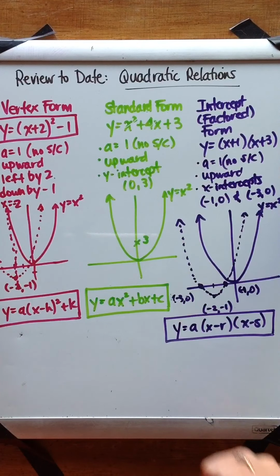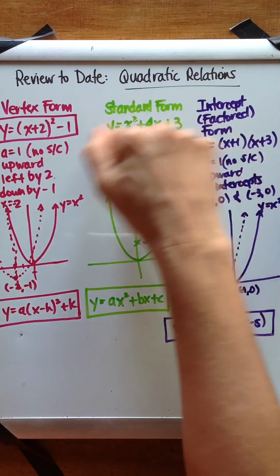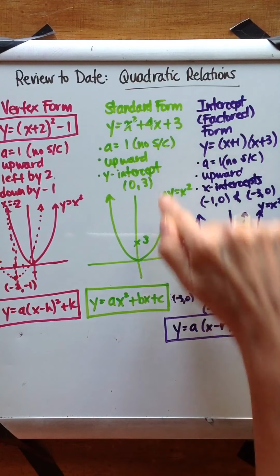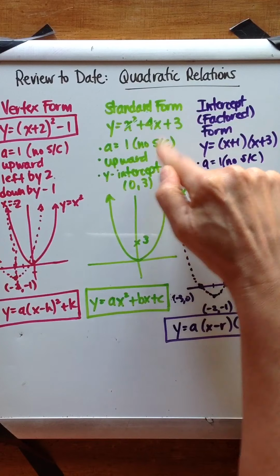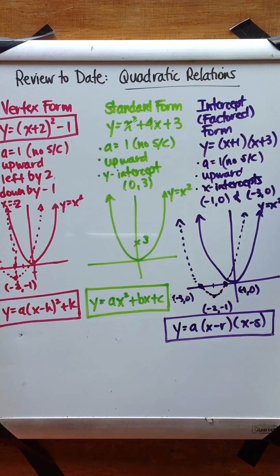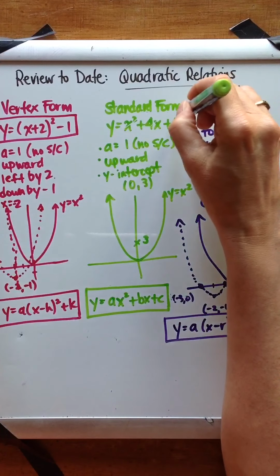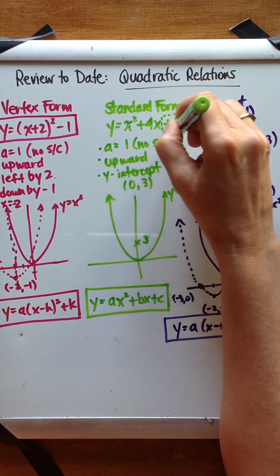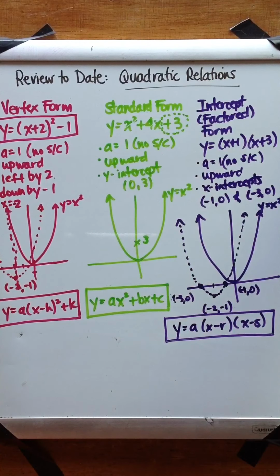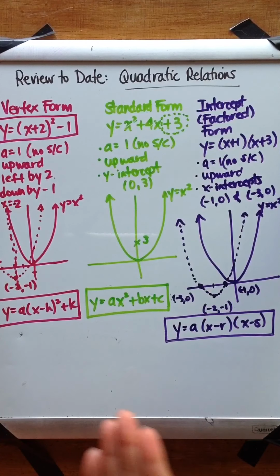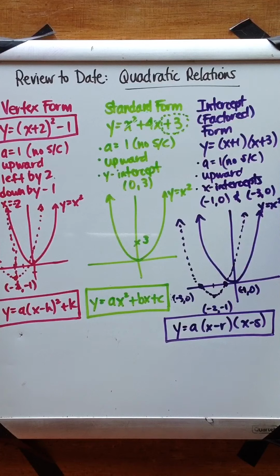When it comes to standard form, the only thing besides a that we can really pull out directly is that y-intercept, okay, by letting x equal 0. Or maybe now you've discovered a cool little pattern that in standard form, this last term right here is the y-intercept. Other than that, no features relating to vertex or x-intercepts are given in standard form. So of the three forms, this one is the least useful in predicting what a parabola will look like before it is graphed.